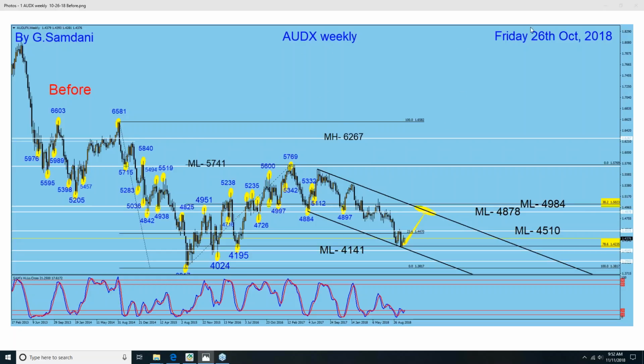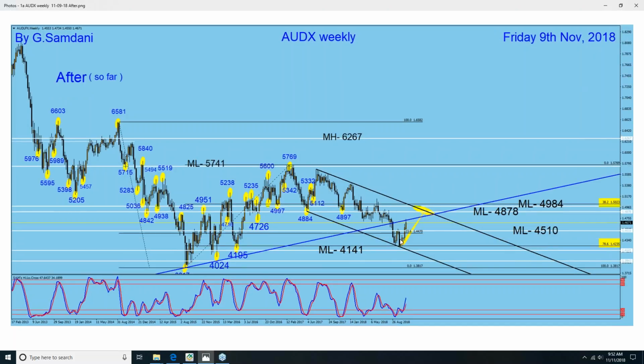So this is the chart. This is the Aussie dollar weekly chart. I made this on the 26th of October. I just wanted to show you what happened to this chart so far. This is what my target was: it's going to bounce from here and go up here. And so far, this is what happened. On a weekly chart this looks like a very small move, but it has a very big effect on pairs.